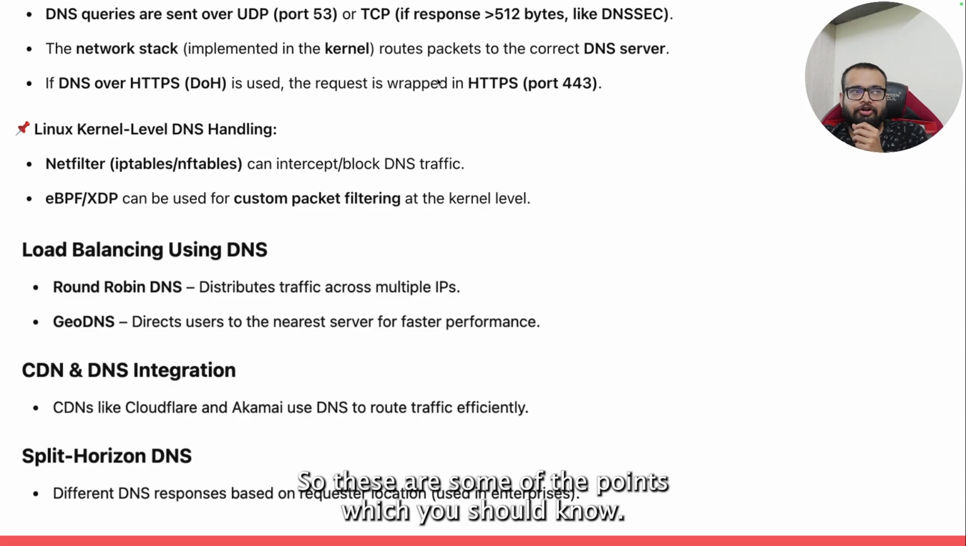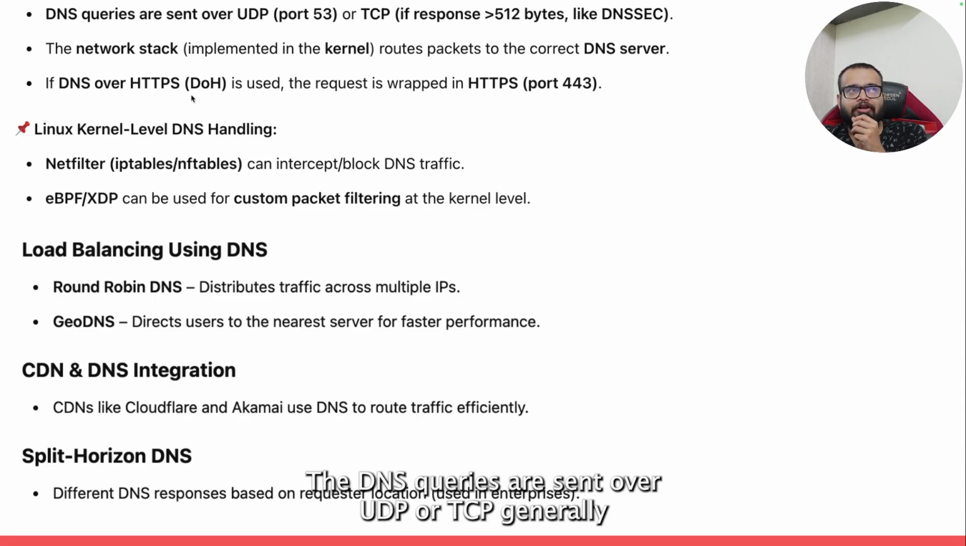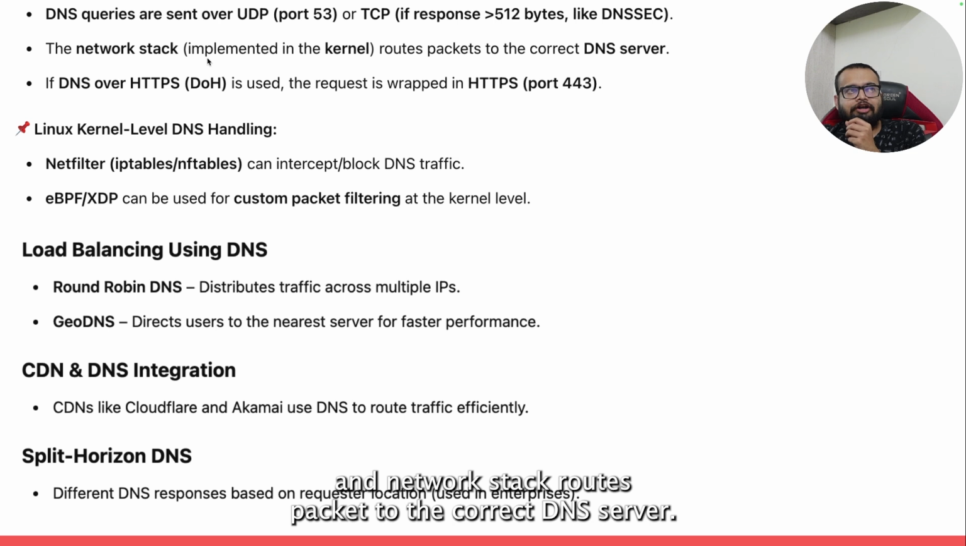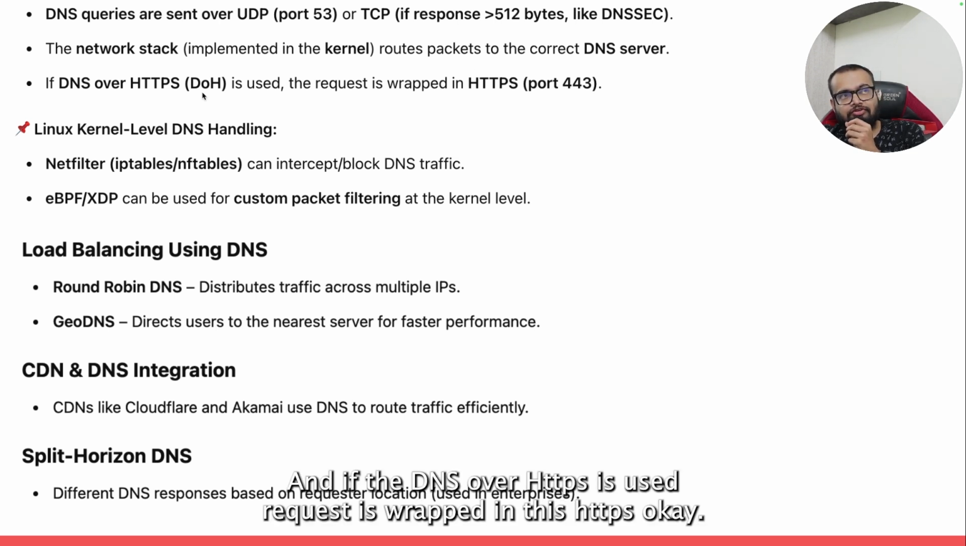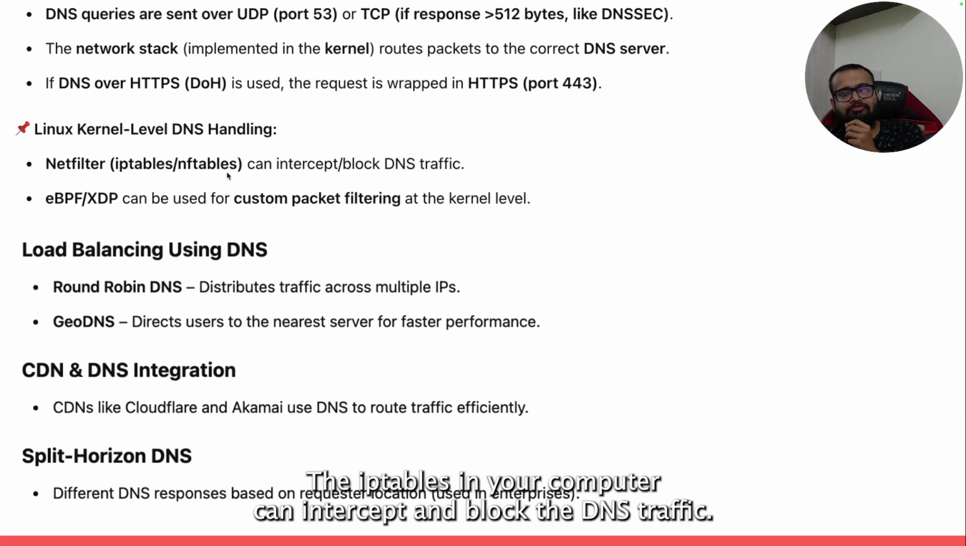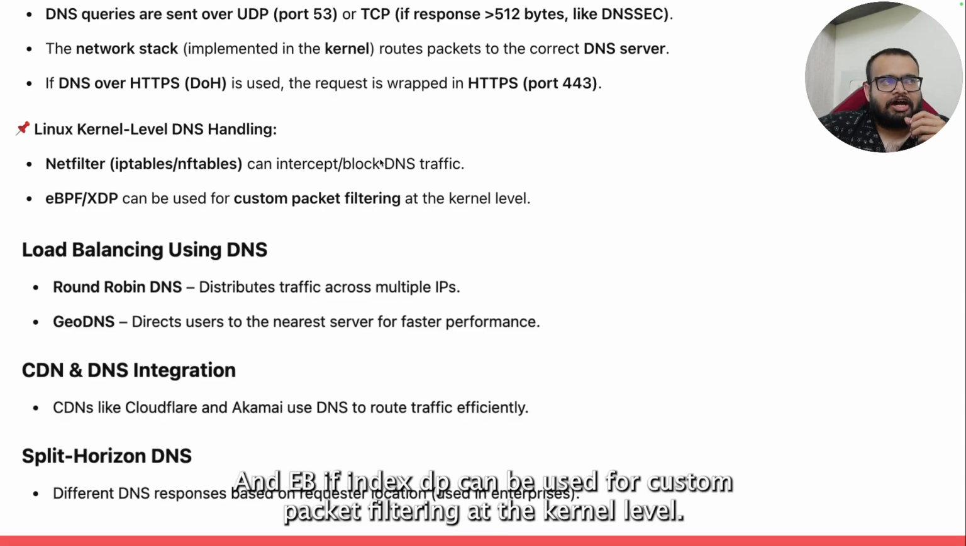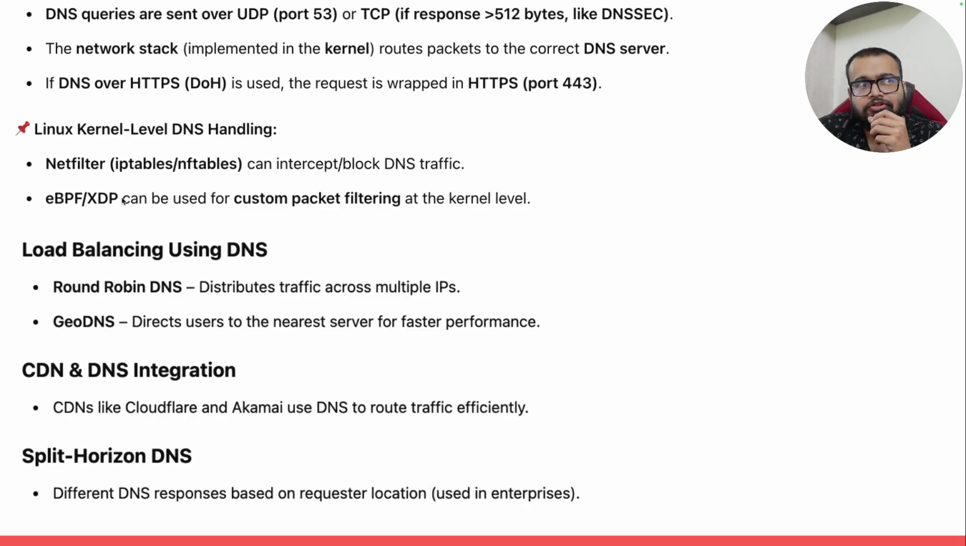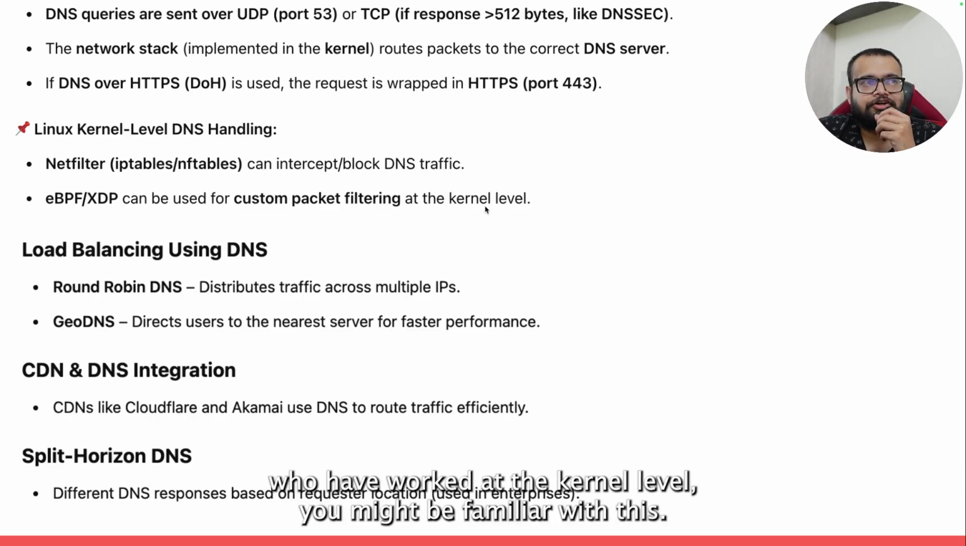So these are some of the points which you should know. I just compiled it, that DNS queries are sent over UDP or TCP generally, and network stack routes packet to the correct DNS server. And if the DNS over HTTPS is used, request is wrapped in the HTTPS. Okay. And the netfilter, the iptables in your computer can intercept and block the DNS traffic. And eBPF and XDP can be used for custom packet filtering at the kernel level. So if you are an engineer who has worked at the kernel level, you might be familiar with this.